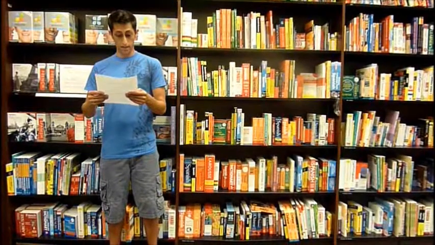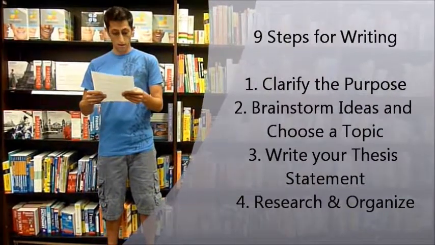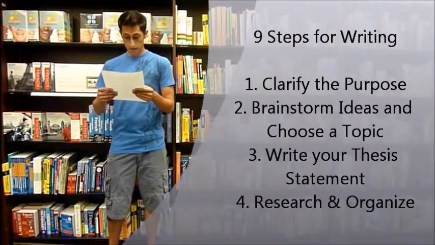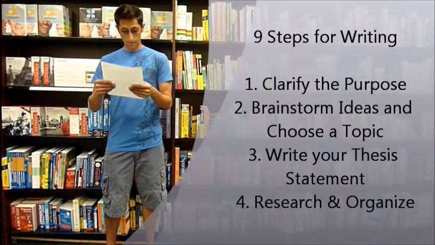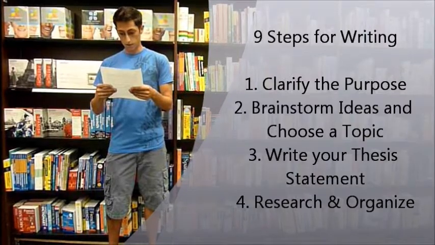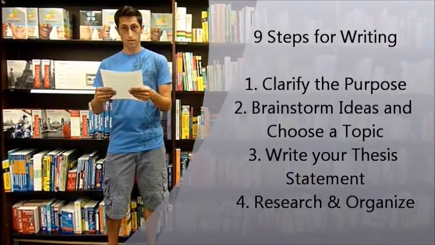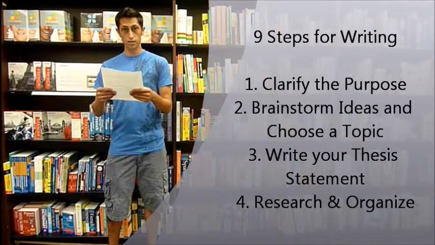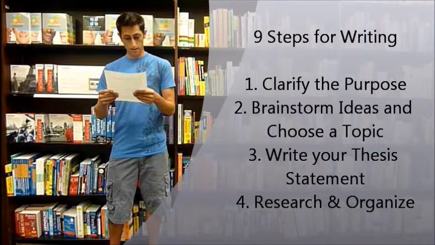The book provides 9 steps to write a successful research paper. Step 1. Clarify the purpose. Since this is college-level work, you will most likely not be asked simply to report information. Most likely you will be required to react or defend a position or persuade someone to take action. Step 2. Brainstorm ideas and choose a topic. Step 3. Write your thesis statement.